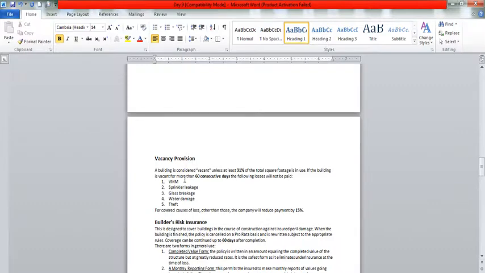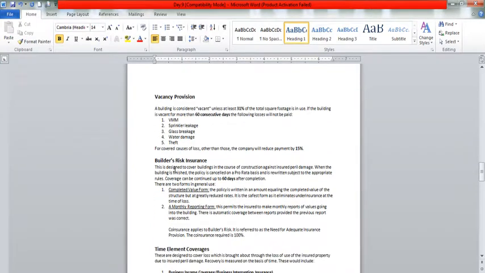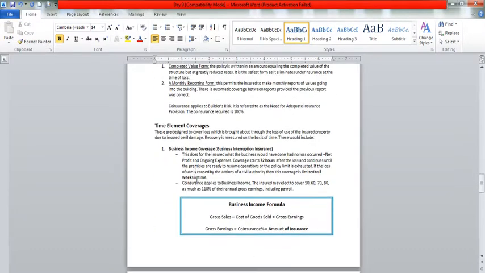Vacancy provisions. A building is considered vacant unless at least 31% of the total square footage is in use. If the building is vacant for more than 60 consecutive days, the following losses will not be paid. These are some of the things that will not be paid. Builder's risk insurance is designed to cover a building in the course of construction. So if you're doing construction on your home or your building, you need builder's risk insurance.